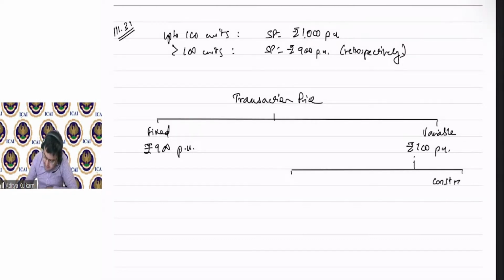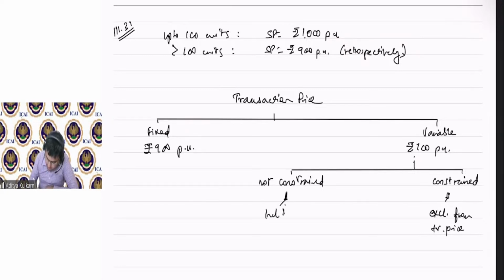So if it is constrained, exclude from transaction price. And if it is not constrained, include in transaction price. Include in transaction price. I hope you guys note down these things, whatever I mention.